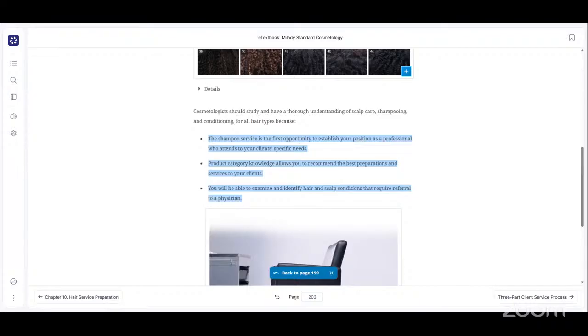Then product category knowledge allows you to recommend the best preparations and services to the client. Here's the thing: when you see the word preparations, y'all, that's a back in the day word. It means products. Preparations, shampoo and conditioner. It means product. Okay, it's an old school word. So product category. So you have to have product knowledge. Why are we using this product? What's it for? Give me a benefit.